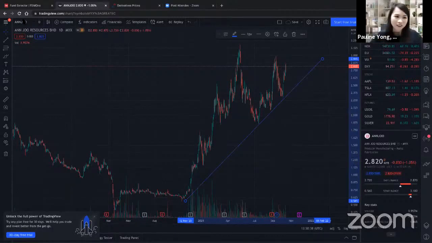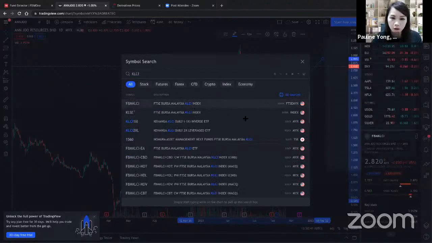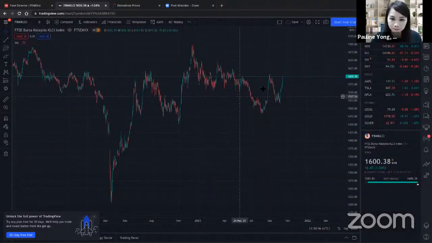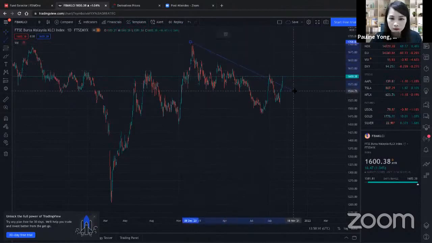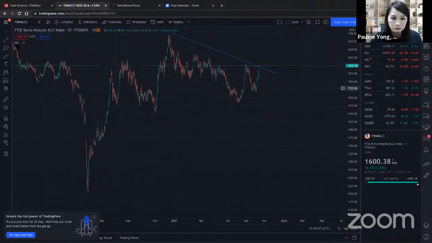FKLI weekly. Okay, I just said that I want to show you the KLCI, because the KLCI is showing a triangle chart pattern here. So this triangle chart pattern, whereby you are looking at this triangle.